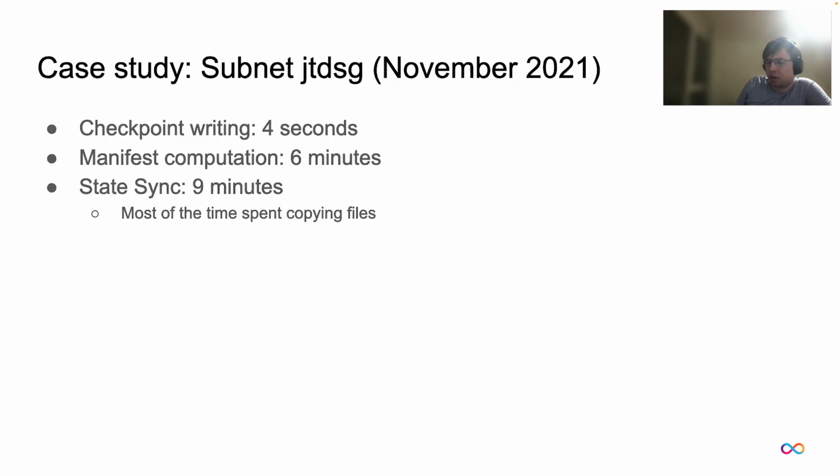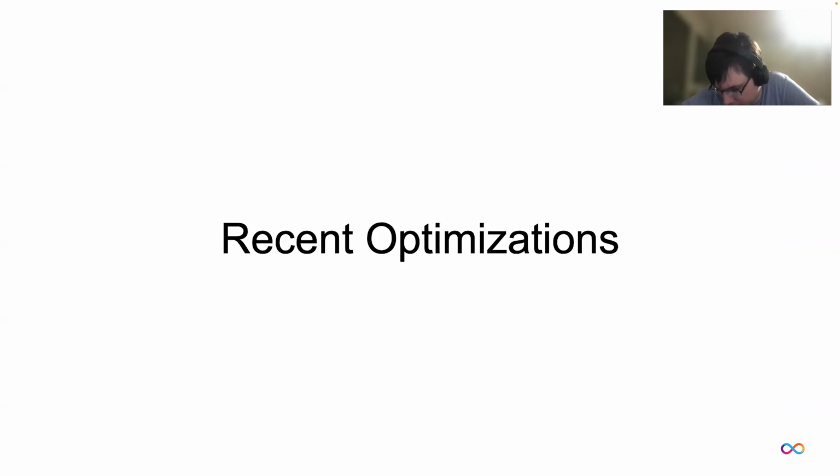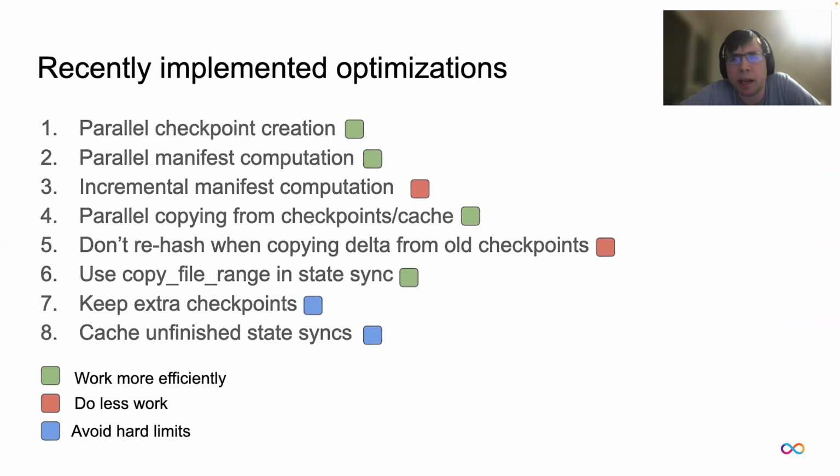So let's talk about the actual optimizations that we did. There are 8 in total that I'm going to talk about, and I'm not going to go over them one by one on this slide. We will go over them one by one in the next few slides, but I want to point out they kind of fall into a couple of categories. First of all, they are about checkpoint writing, manifest, and state sync, all 3. But some of them are just about doing work more efficiently. Most of them are in fact about using multiple threads, where previously we just did it single-threaded.